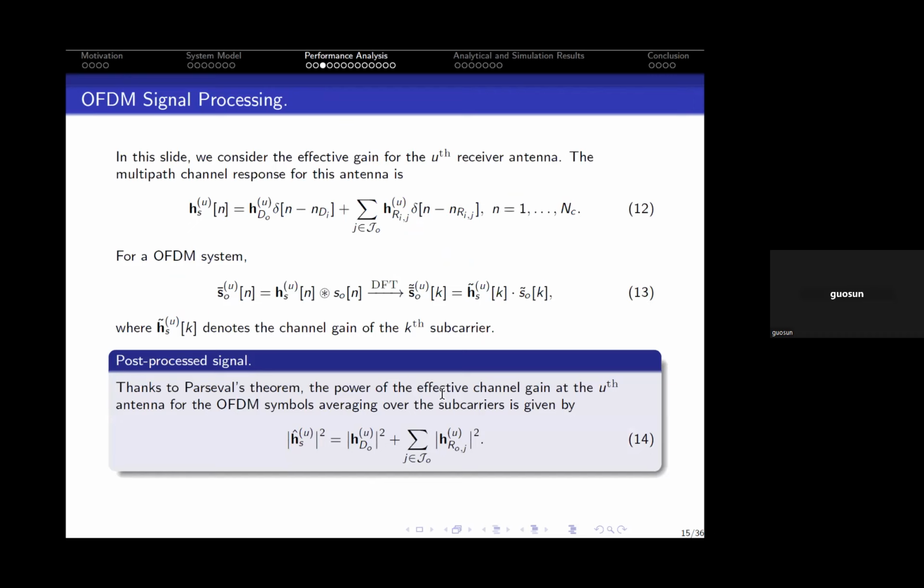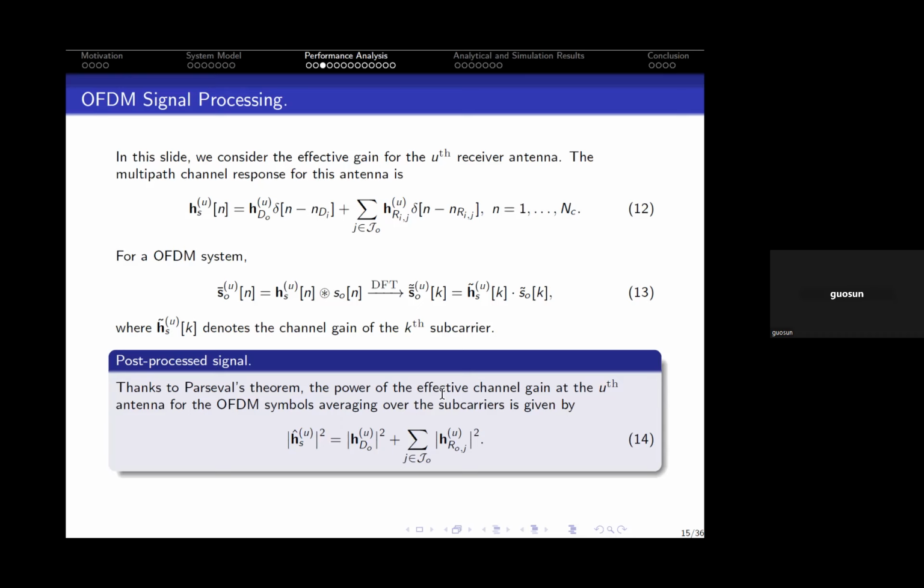OFDM is also a very old technology from maybe 50 years ago. It basically says you map the convolution of channel signals into the frequency domain, so they can be treated as parallel subcarriers. We won't go very deep. If you are interested, we can go to some standard textbook.